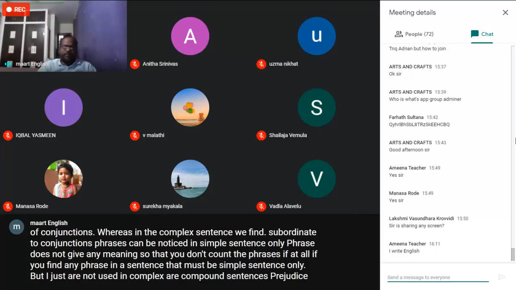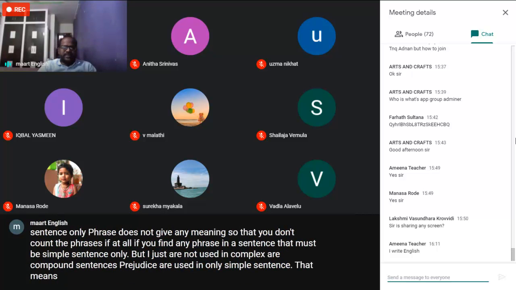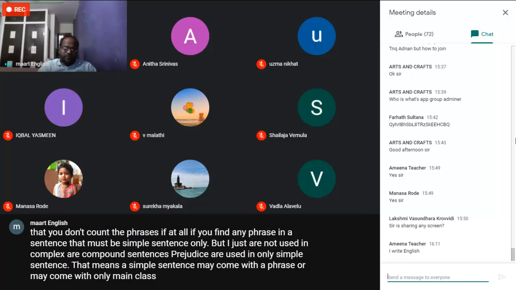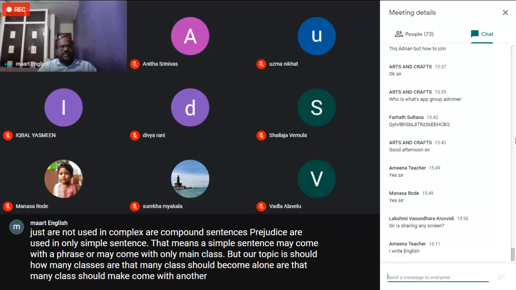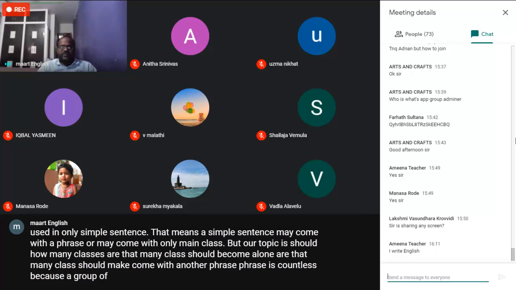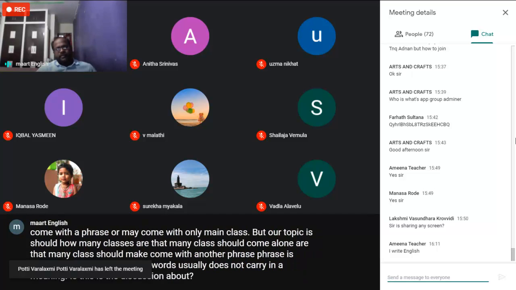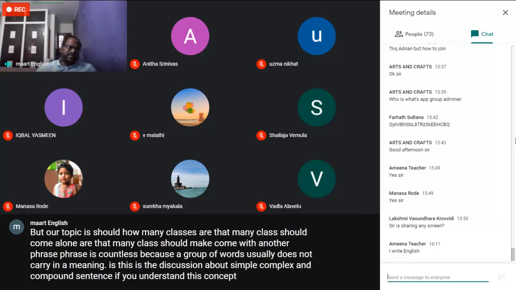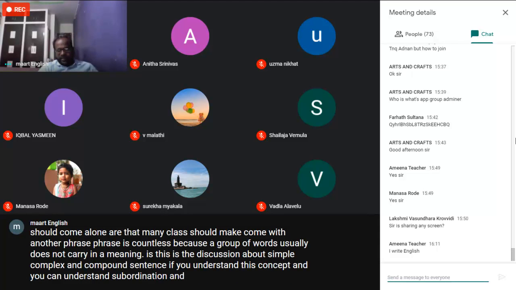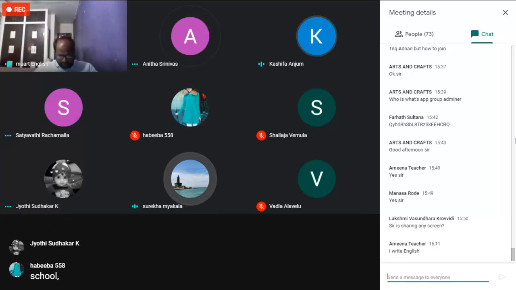Phrases are used only in simple sentences. That means a simple sentence may come with a phrase or may come with only a main clause. Our topic is that it should have a main clause, that's all. A phrase is countless because a group of words usually does not carry any meaning. This is the discussion about simple, complex and compound sentences. If you understand this concept, you can understand subordination and coordination. Are you with me, students, or no? Yes, sir. We are following, sir.